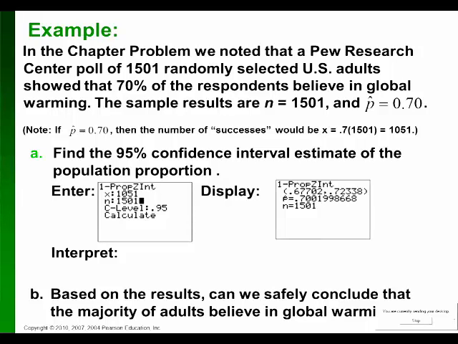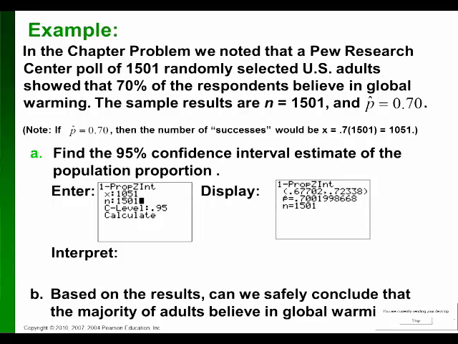Just to check that I've typed everything into the calculator correctly, notice that the calculator gave me p hat, the proportion of the sample. That should be what was given to me as the proportion of the sample. It's not exactly 0.7 because we rounded this 1,051, but it's darn close to it. And yes, that is the sample size that I started with, so I can make sure that I've typed everything in correctly.